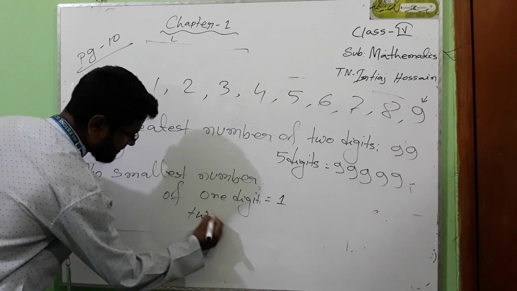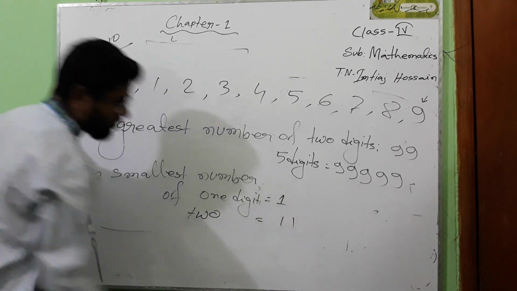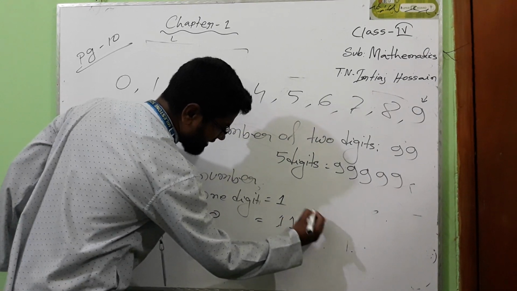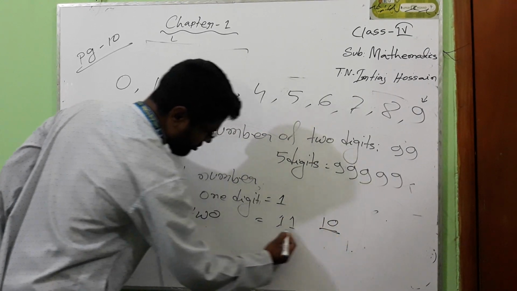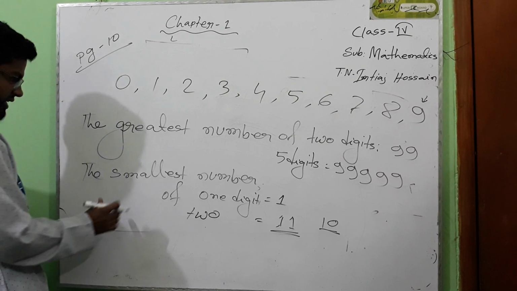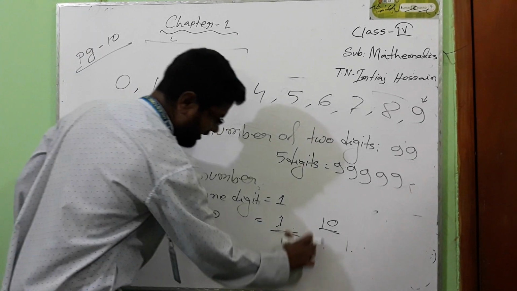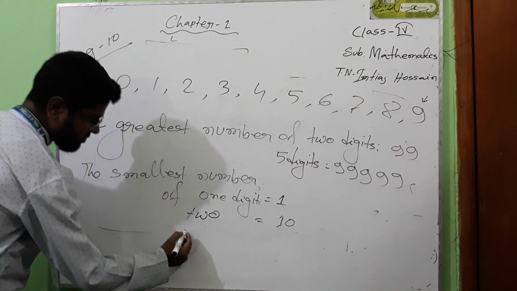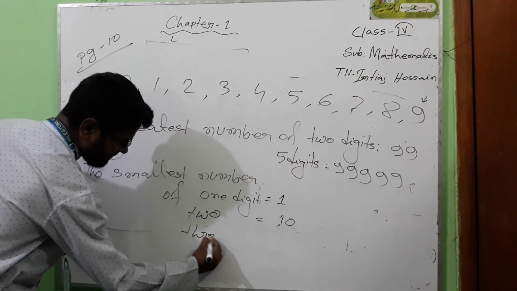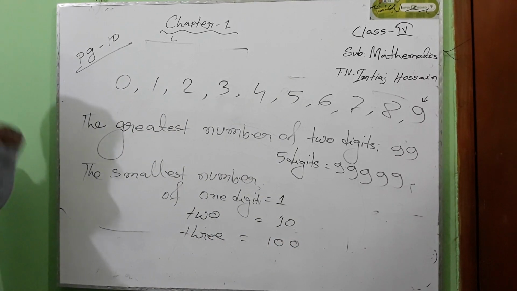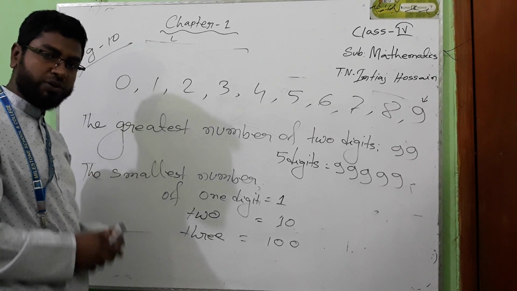2 digit, look, don't write 11. 1, 1, I can make it 1, 0. This is also 2 digit, this is also 2 digit. Which one is the smallest? I wrote is the smallest. So there will be 1 after 0. 1 digit. 3 digit. 3 digit, 1, 0, 0. Clear? Have you understood?